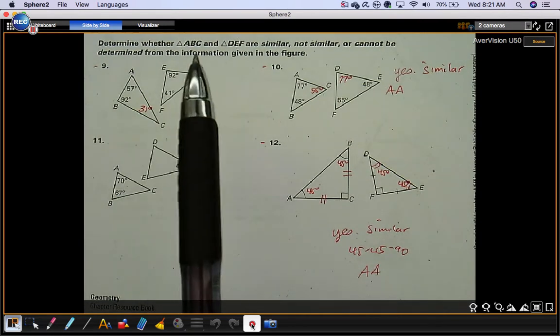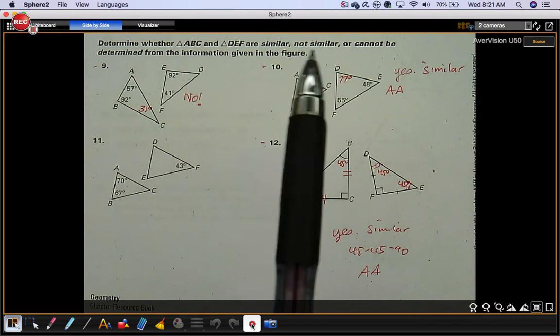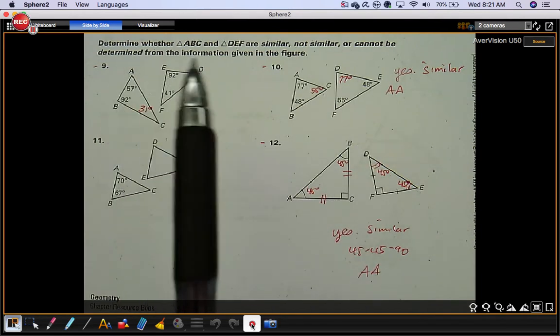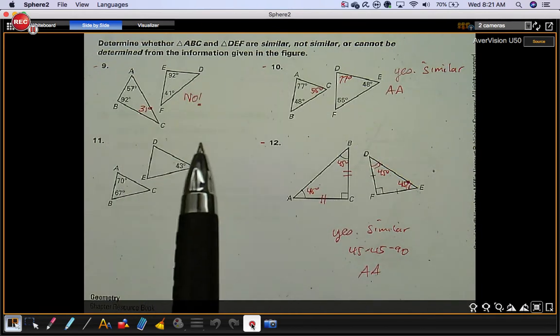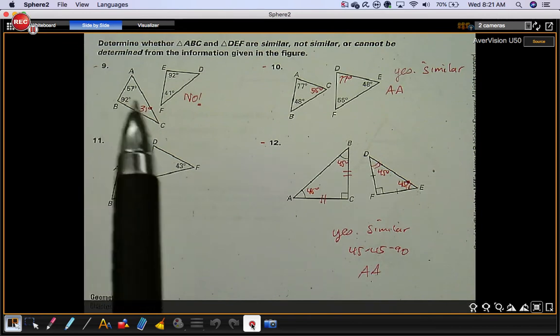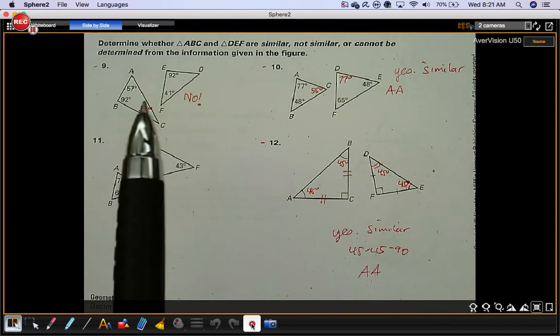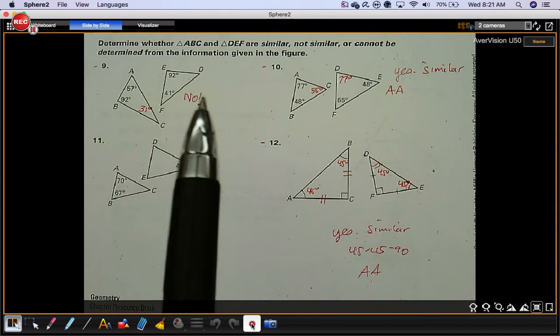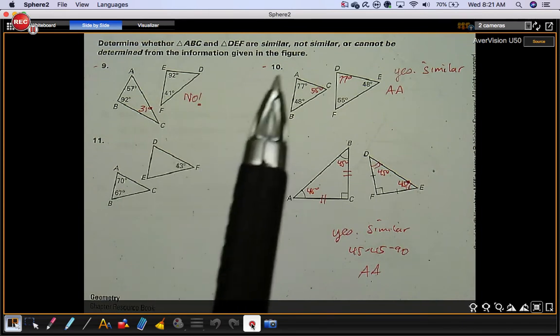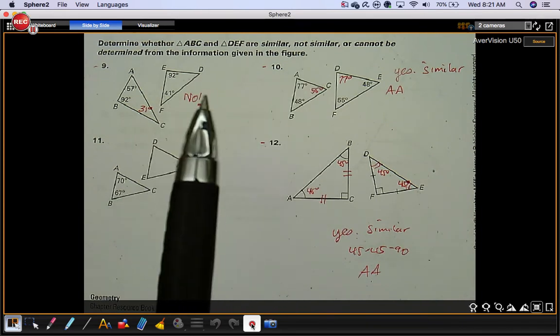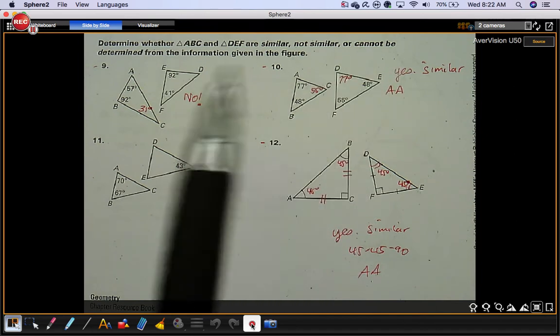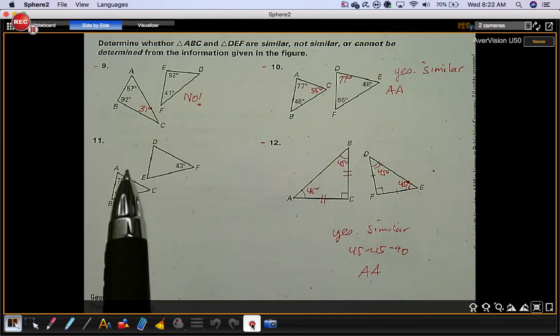Determine whether triangle ABC and triangle DEF are similar, not similar, or cannot be determined from the information given in the figure. So here's how this goes. They're definitely similar if they have two pairs of angles in common. They're definitely not similar if they don't have two pairs of angles in common. You can't tell if there's not enough information.